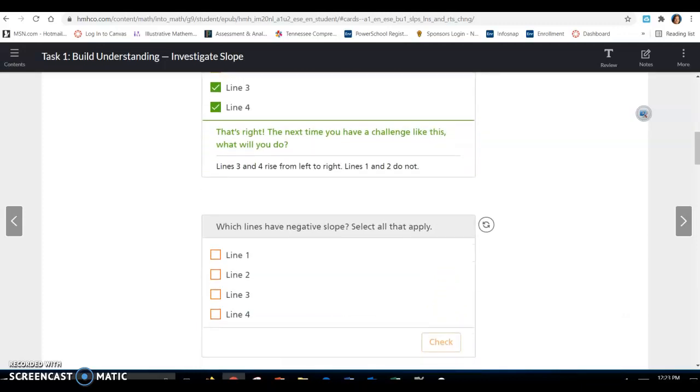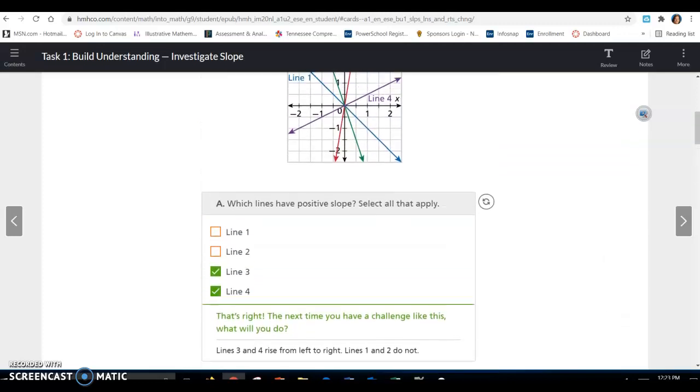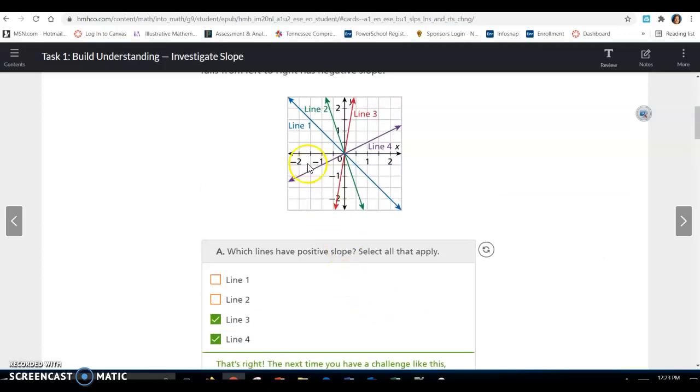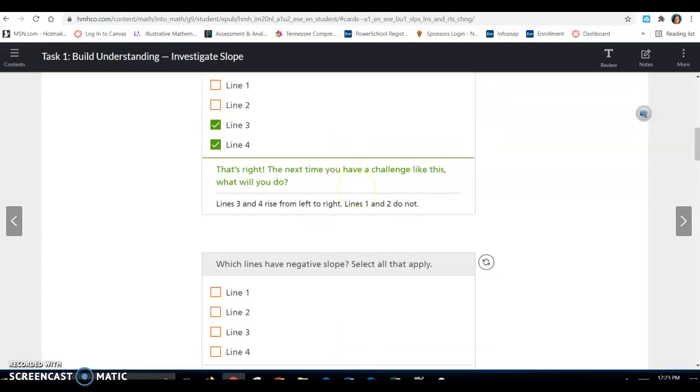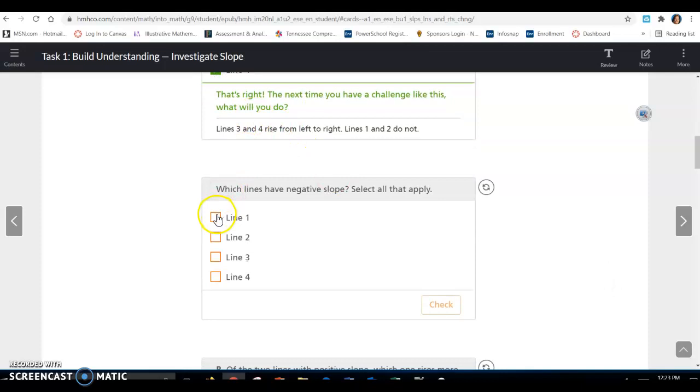All right, which lines have a negative slope? Select all that apply. So we've already looked at these. The blue line and the green line are both going down from left to right. So lines 1 and 2 have a negative slope.